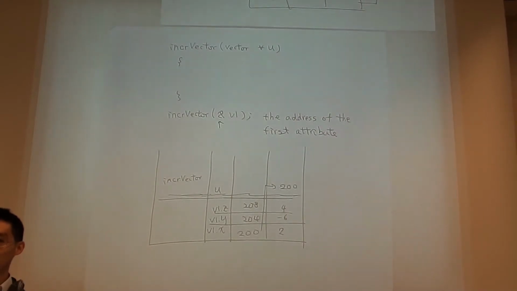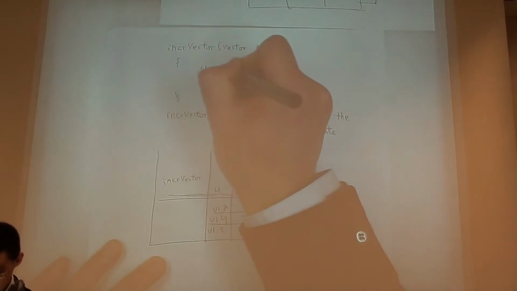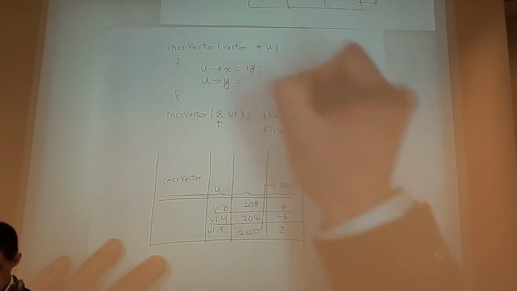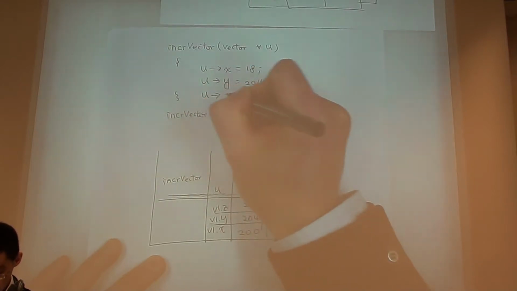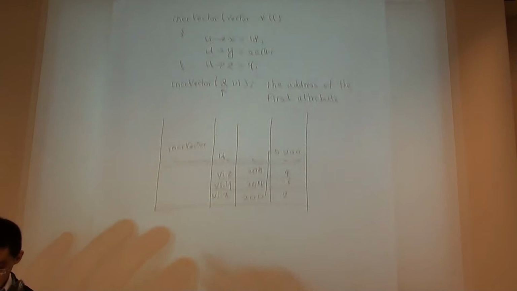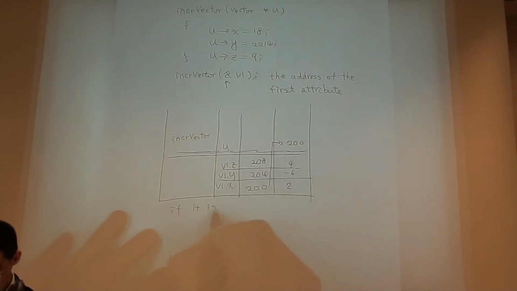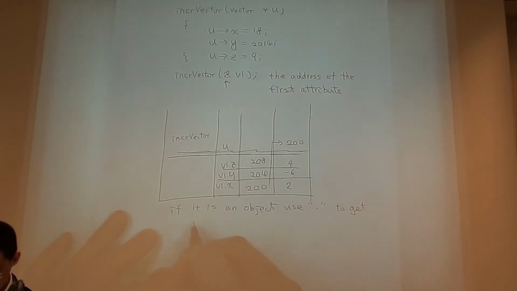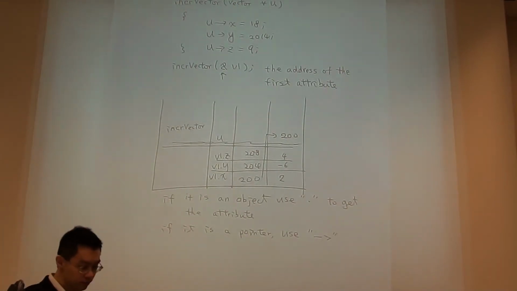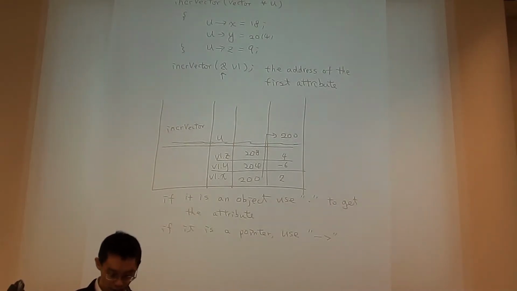So this is the place where students get really confused because of the syntax. You need to use U x equal to, let's say, 18, and U y equal to 2014, and U z equal to, let's say 9. It's 9 o'clock. This is the rule: if it is an object, use period to get the attribute. If it is a pointer, use minus larger than to get the attribute. So it will be something like the following.